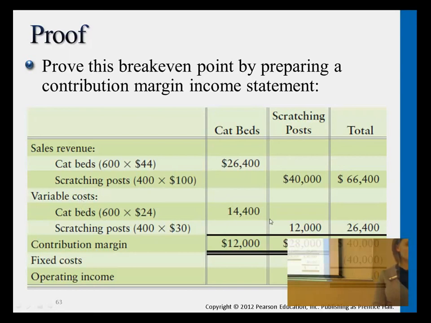And we also are going to put in our variable cost. For cat beds, it's $14,400, and for scratching posts, it's $12,000. And that's also something that we had in the table in the very beginning, right? That's also something given to you. So the total variable cost is $26,400. And then we also know the contribution margin, $12,000 and $28,000.